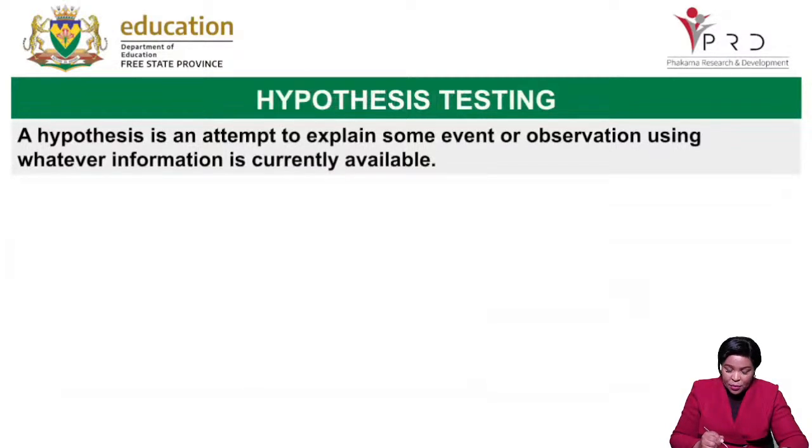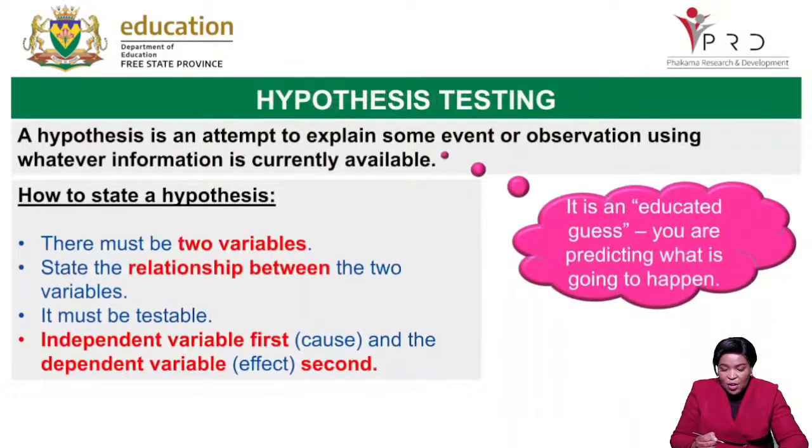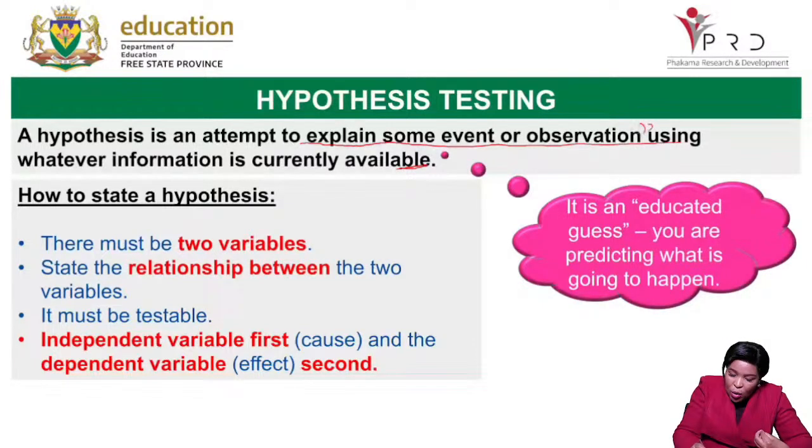hypothesis testing. What is a hypothesis? I know that you know what a hypothesis is. However, the way you formulate a hypothesis is where you might be getting it wrong. Right, a hypothesis is an attempt to explain some event or observation using whatever information is currently available. So you are trying to explain what you are seeing or observing, using whatever information is available to you.